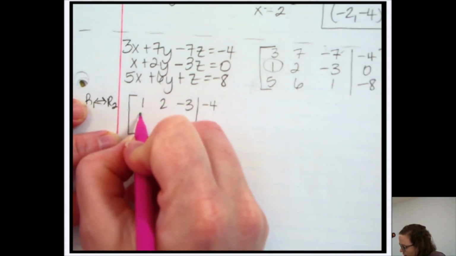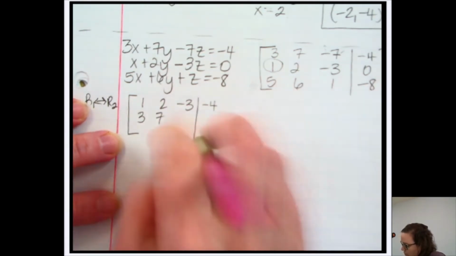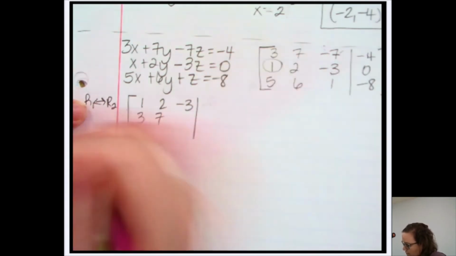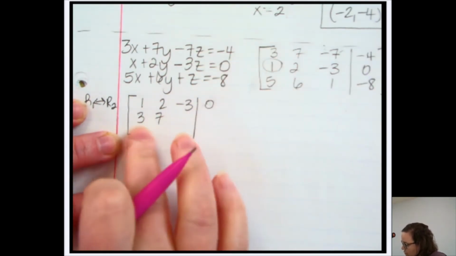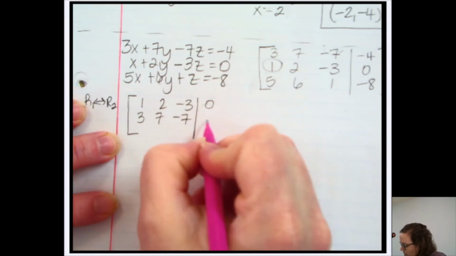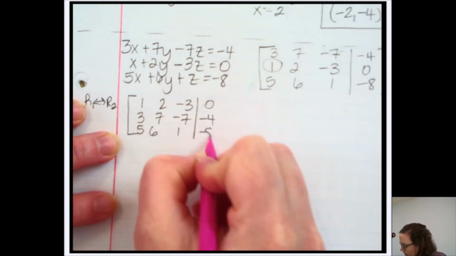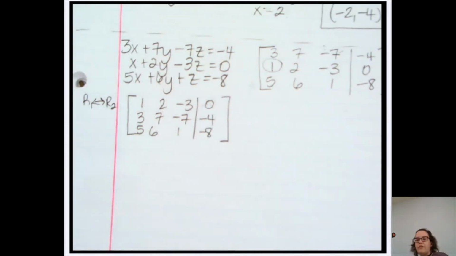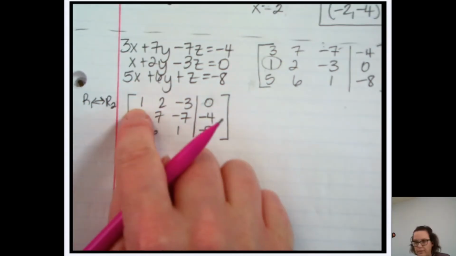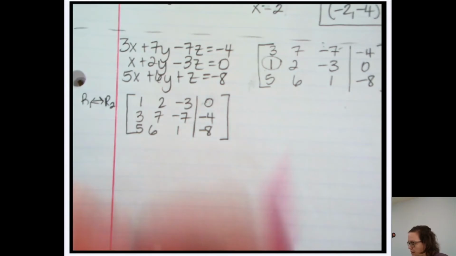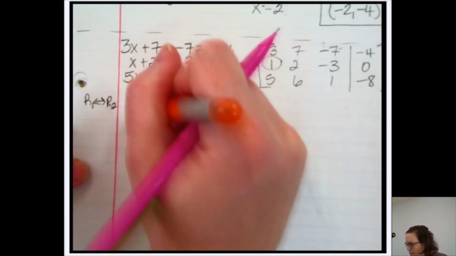And then we get 3, 7. Oops, I wrote that wrong. Make sure you take everything with it. So 3, 7, negative 4, 5, 6, 1, negative 8. Okay. So there we flip-flopped. We want that 1 up here. So we're actually glad to have that, and we do not want to change it.